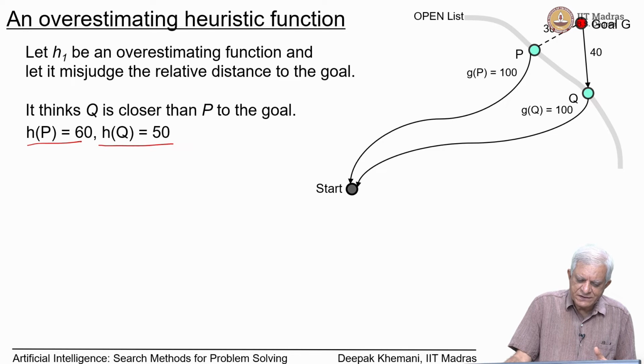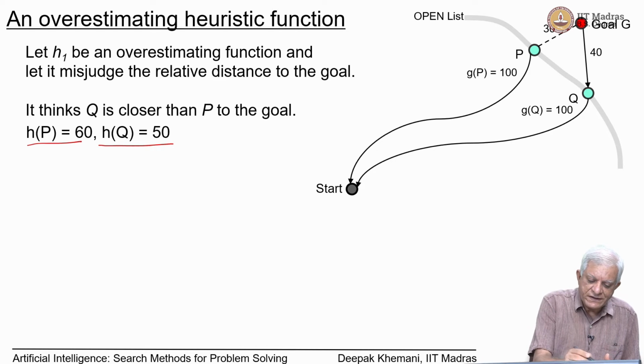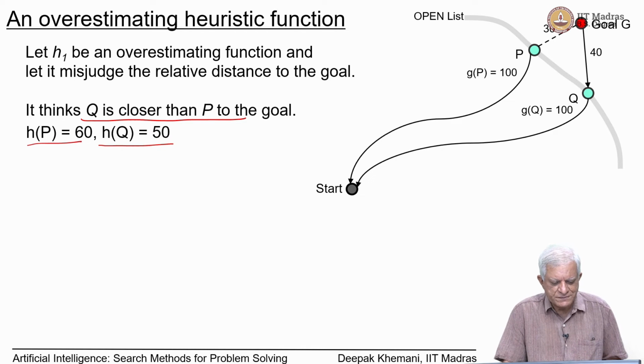But this function, which is an overestimating function, overestimates both these values. So, instead of 30 it thinks that it is 60 and instead of 40 it thinks that it is 50. But you see that 50 is less than 60, so it thinks that q is closer than p, whereas in fact it is not closer. So, how does search work?